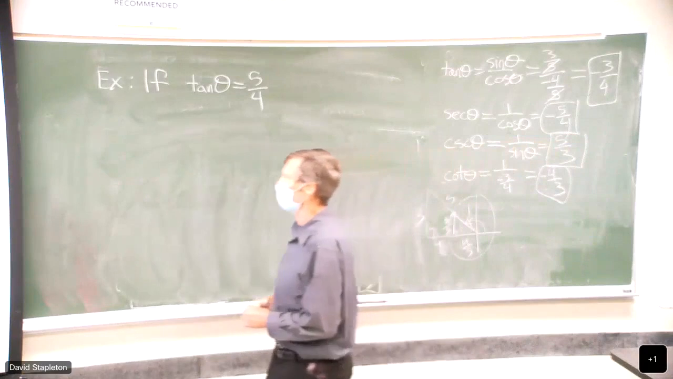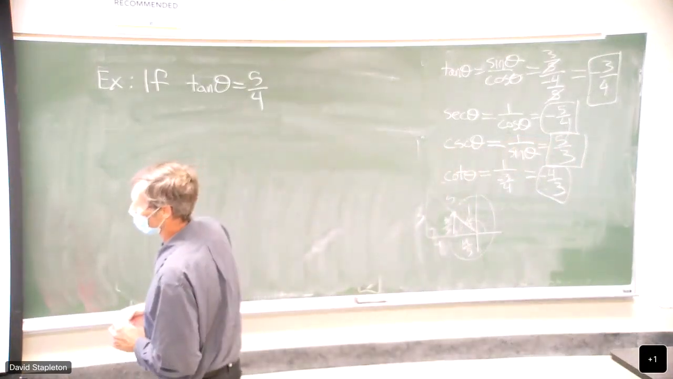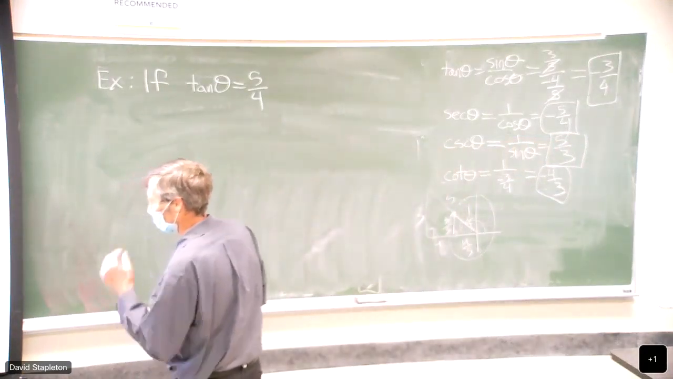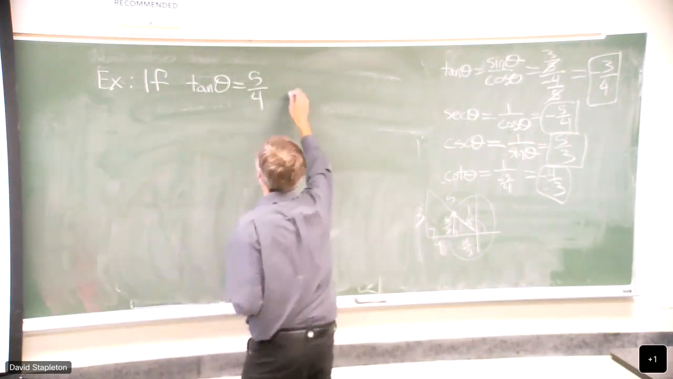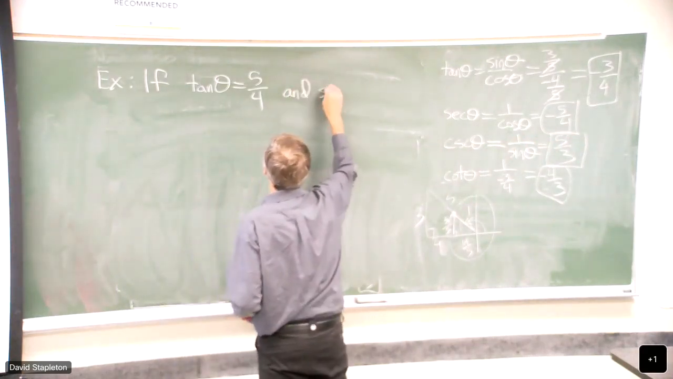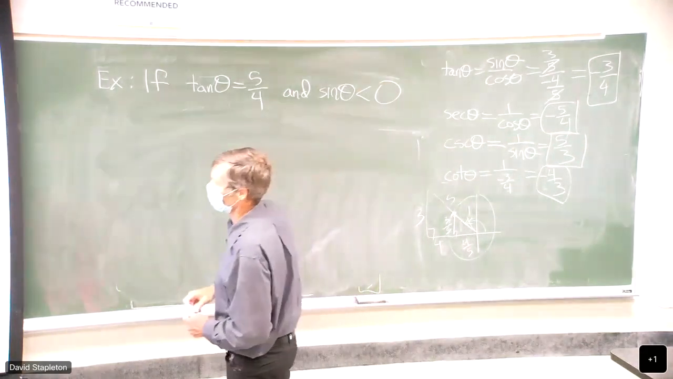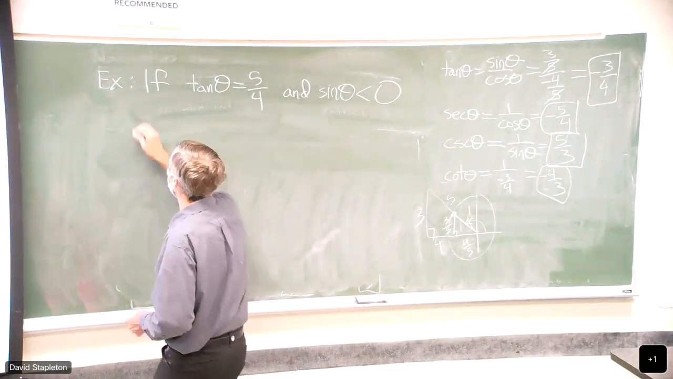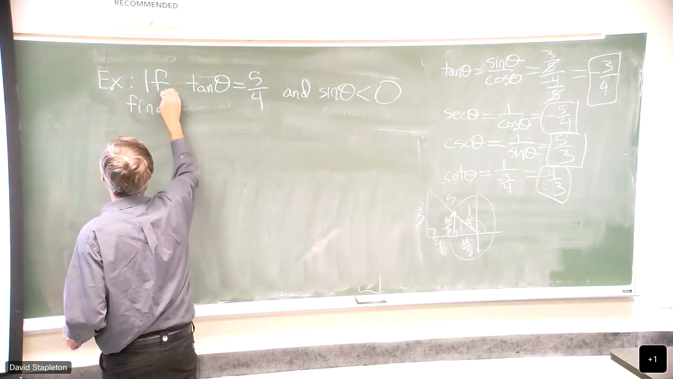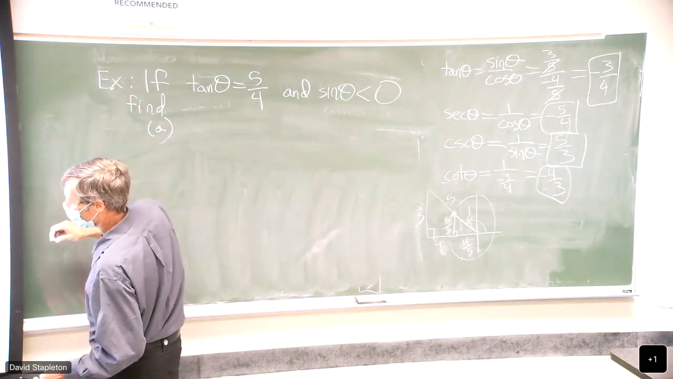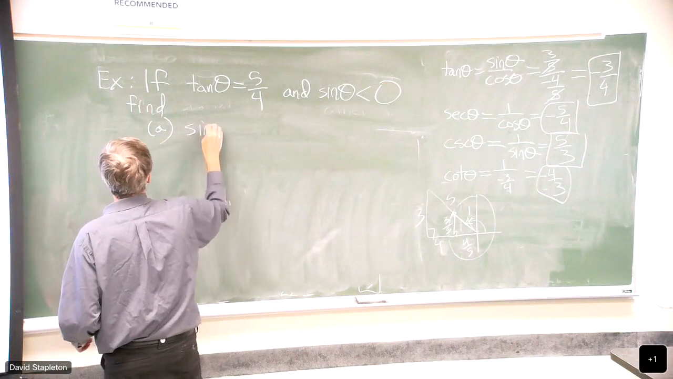Suppose tangent theta equals, so that gives you a little hint here. That's going to make this easier. Suppose tangent theta is 5/4 and the sine of theta is less than 0. So instead of being given a quadrant, I'm told that the sine of theta is less than 0, and I have to figure out the quadrant. Fine. The first one is, what's the sine of theta?